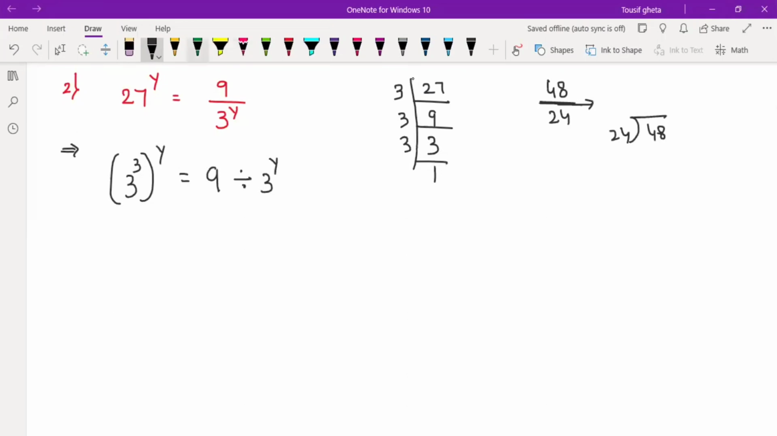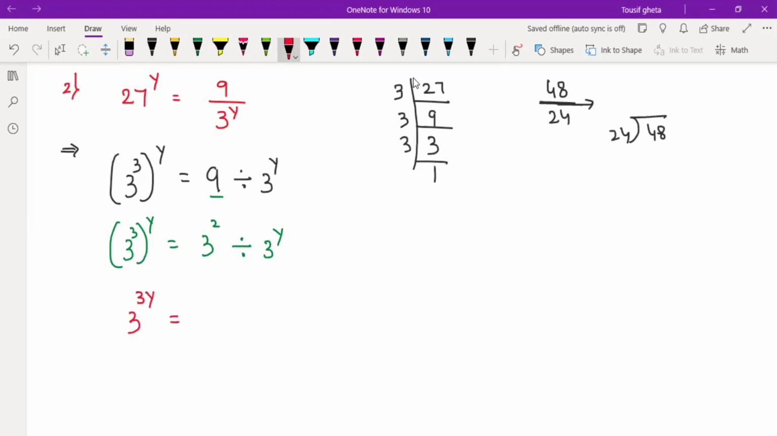As you can see once again over here, this 9 is not a prime number. Let us convert it. So 3 to the power of 3 whole to the power of y we're going to write as it is, equal to 9. That is very easy. We can write it as 3 square divided by 3 to the power of 1. On the left hand side we can multiply the powers. That is 3 to the power of 3 into y will give us 3y.